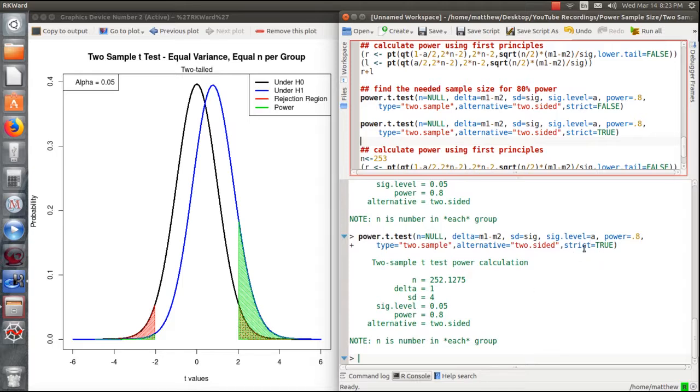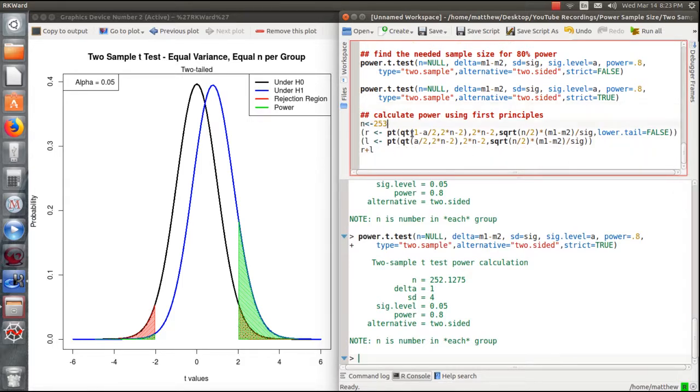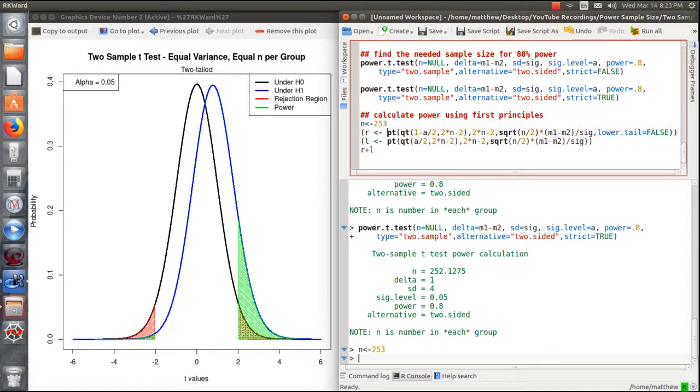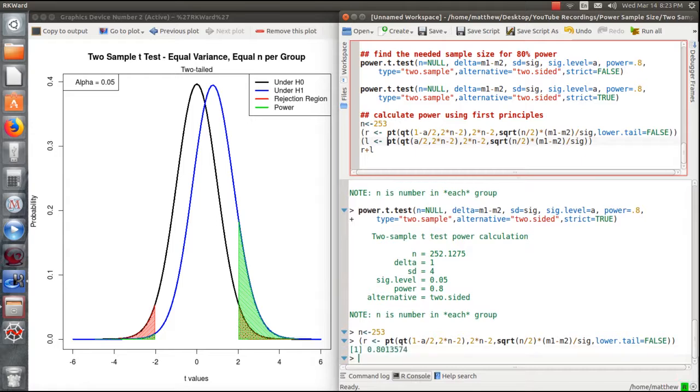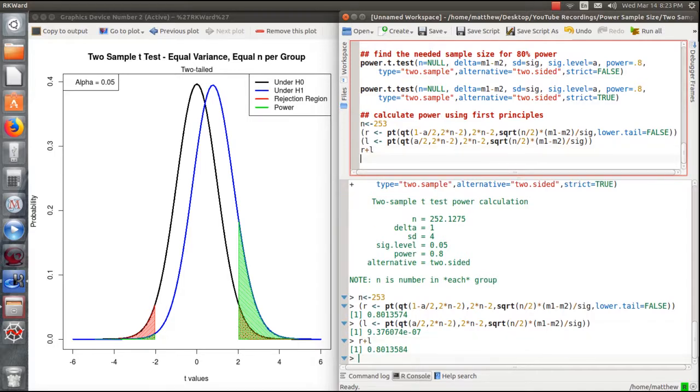But I still like to have the strict equal true. So now let's calculate the power using the first principles. So we're going to put in 253 subjects. We're going to calculate the area to the right, and we get 80%. And that's what the power.t.test indicated we'd get. But what's the area in the left tail with 253 subjects per arm? And it's a very, very small amount, close to zero, but it's non-zero. So we can calculate the power, and it increases by just a little bit.